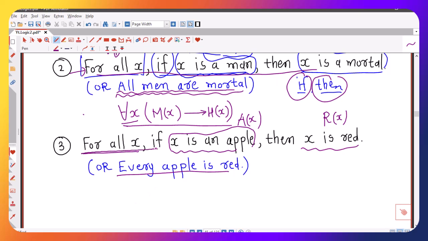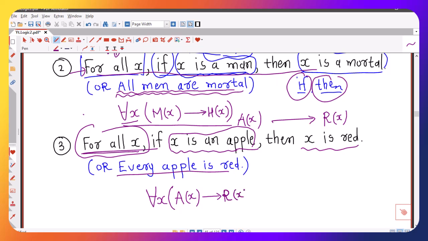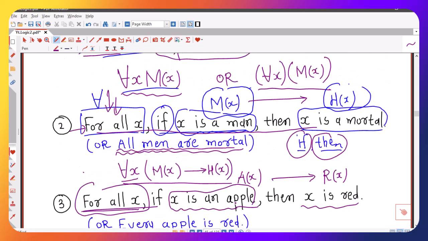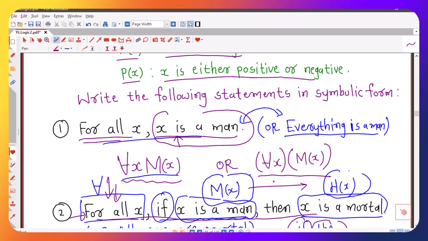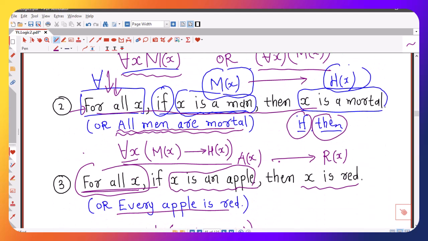So to write this in symbolic form, first we write for all x. Then here we have implication. So x is an apple implies x is red. That we write in brackets as Ax, that is x is an apple, implies x is red, that is denoted by Rx. In this way we can easily write a given statement using quantifiers.